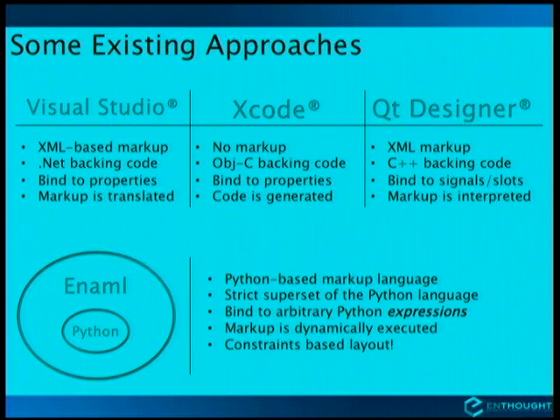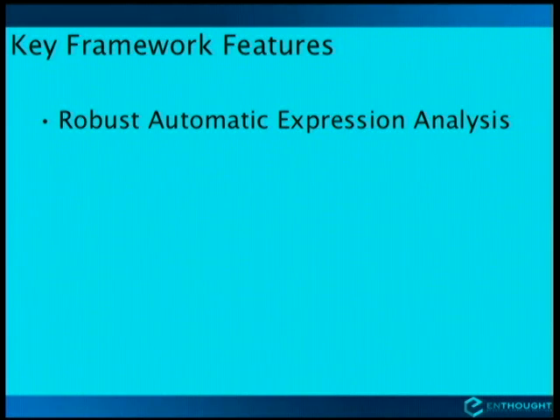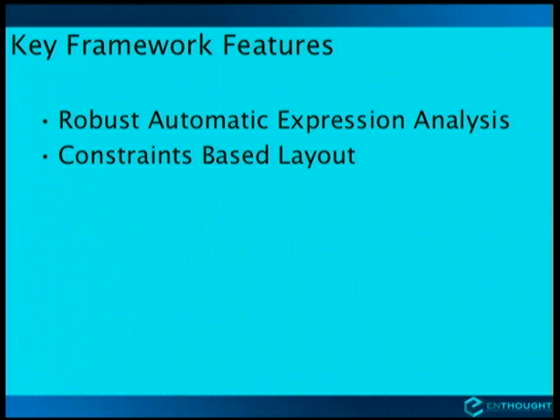And we also have a constraints-based layout system, which I'm going to talk about extensively at the end, which kind of just blows all the other approaches out of the water. So that's kind of the big selling feature. So some key framework features. Robust and automatic expression analysis. I'm going to talk about that here shortly. Constraints-based layout, another big thing.